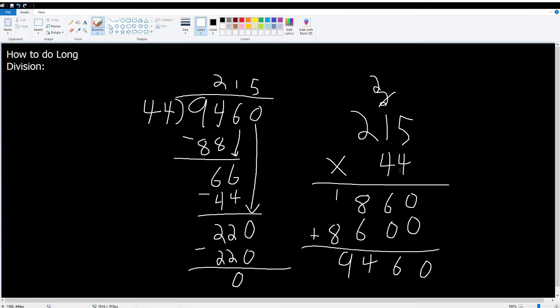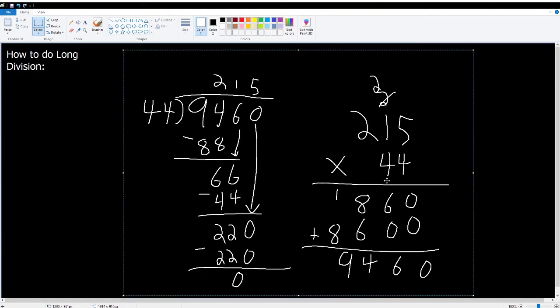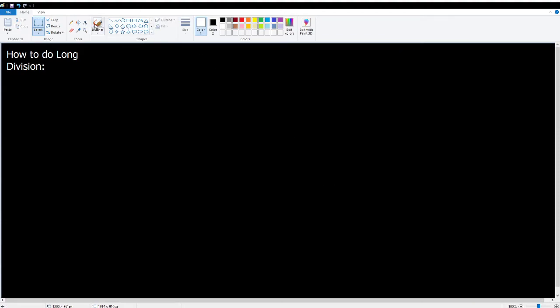Okay. And there are some different ways of doing multiplication. You can either do this traditionally. You could also do the lattice method, which is a little bit antique, but I can definitely show you guys that in a different video. All right, let's move on. So we see that 44 times 215 is 9,460, which is correct.